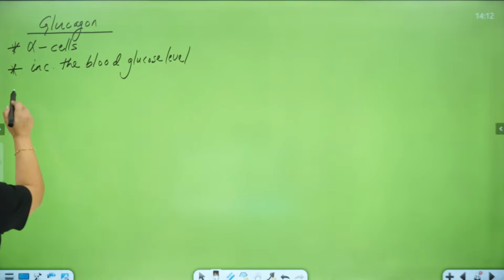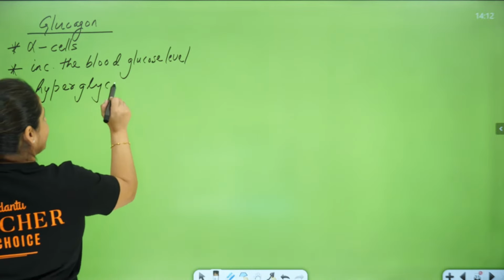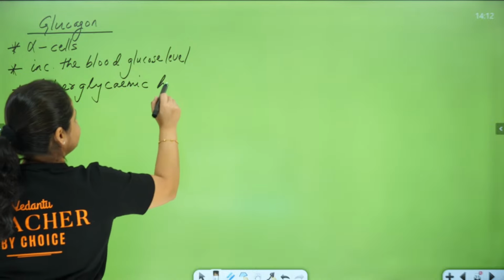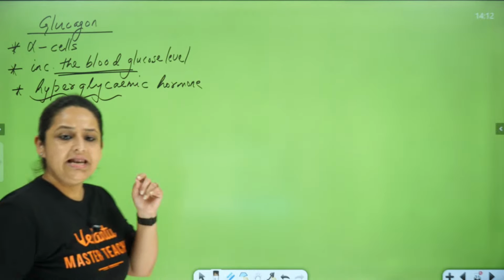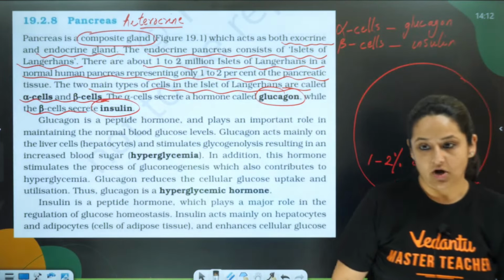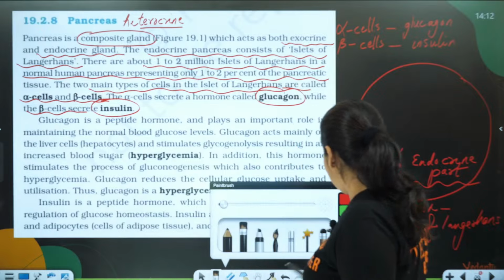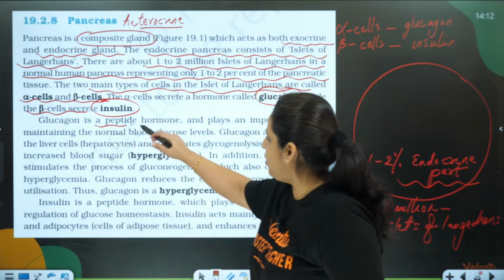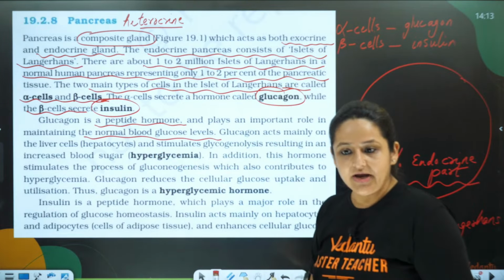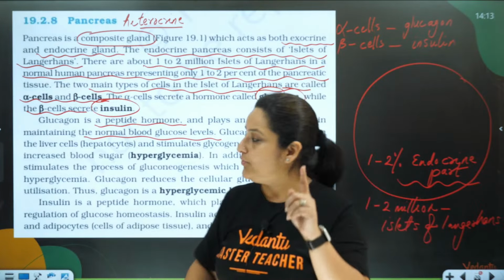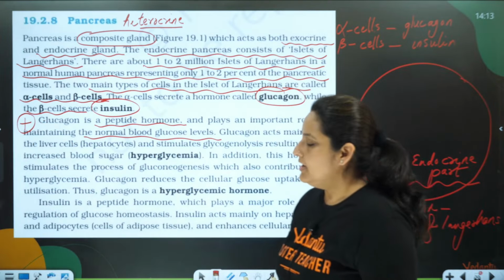So we can say that glucagon is a hyperglycemic hormone. Very important to remember. What am I telling? That the increase in the level of blood glucose is done by glucagon. How is it doing it? Now let's understand. Glucagon is a peptide hormone. It plays an important role in maintenance of normal blood glucose levels. It is going to increase the glucose level in the blood. How is it going to do that?